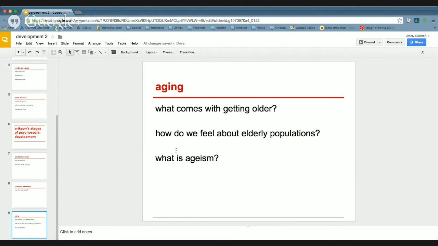So, ageism. Basically, what this is saying is that as a culture in the United States, we do a very poor job of being nice to old people. And maybe that's a weird way to say that, but there's a lot of discrimination.